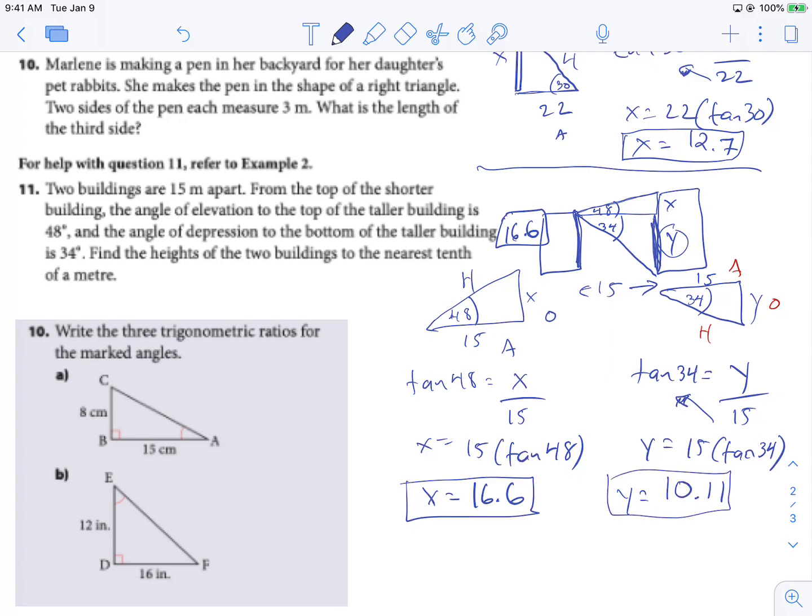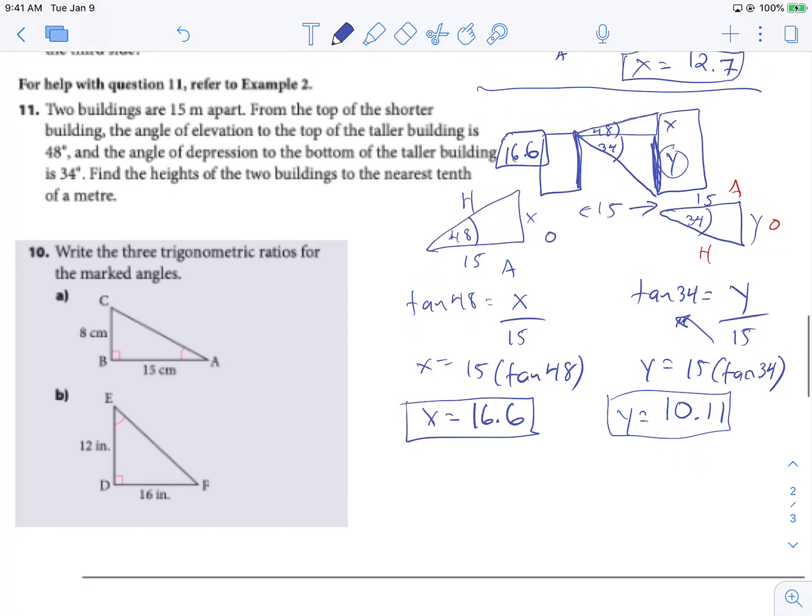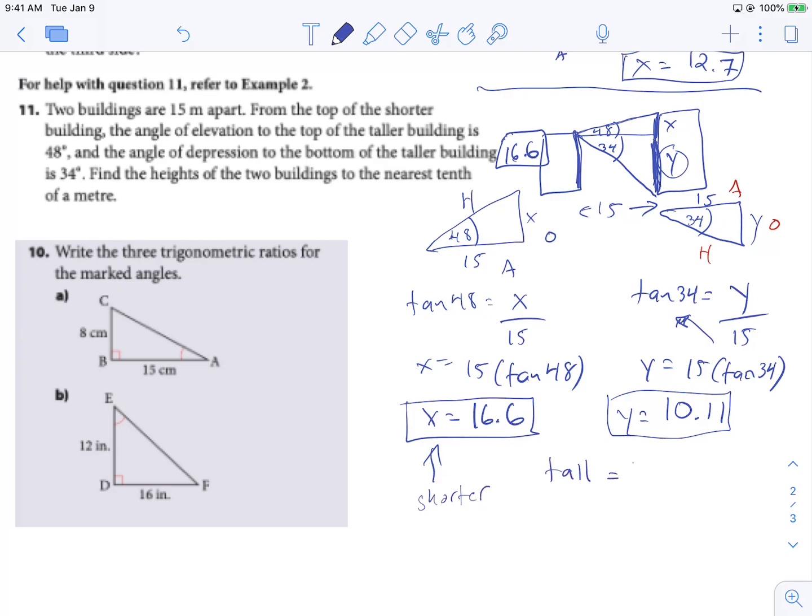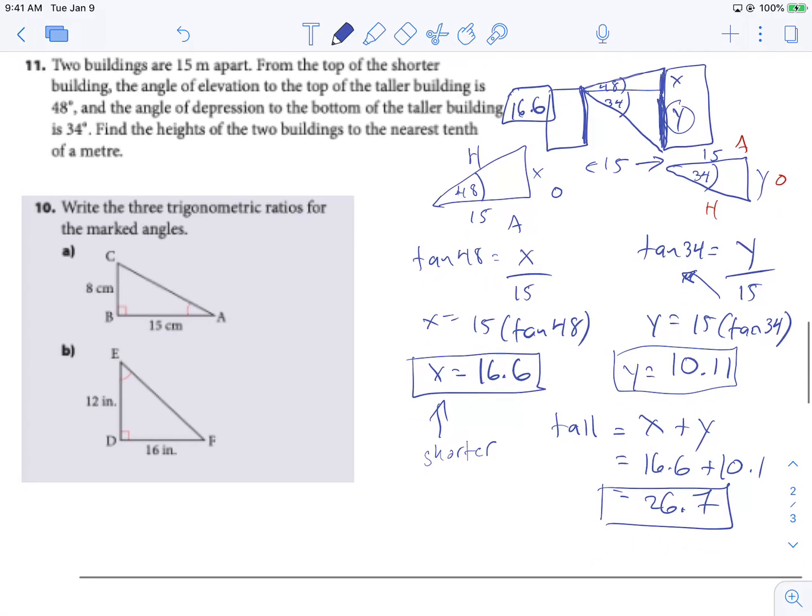So we have that, but that is not the height of our taller building, because the taller building is our y value here, but also plus our x. So we need to add those two things together. So this is our shorter building, but for our tall, we have to take x plus y, so 16.6 plus 10.1, and that's going to give us 26.7. And that is our second answer.